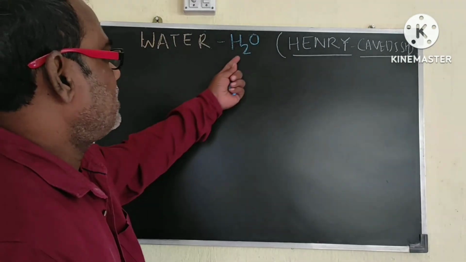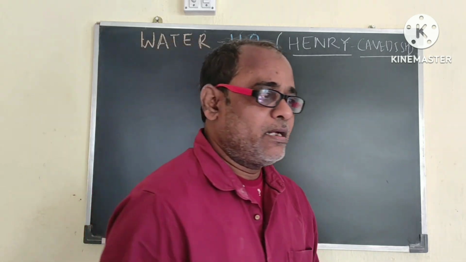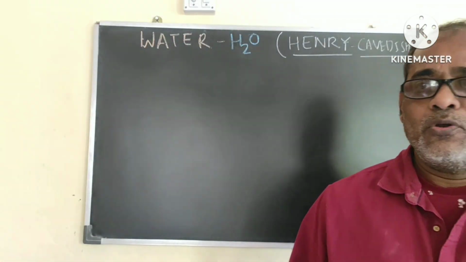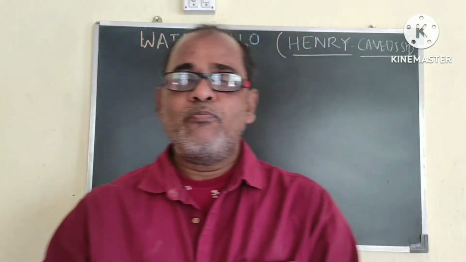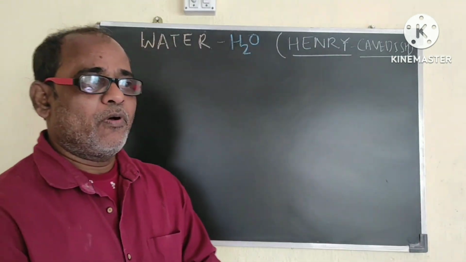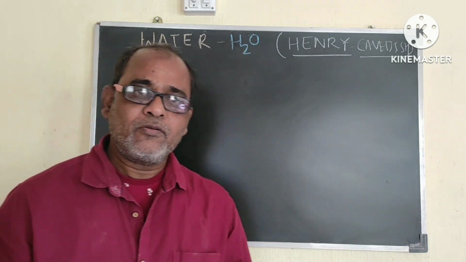Now, we know that the composition of water is due to oxygen and hydrogen. And also we know that when they combine, when they form a bond, the bonds are of three types. Number one is ionic bond, number two is covalent bond, number three is coordinate bond.